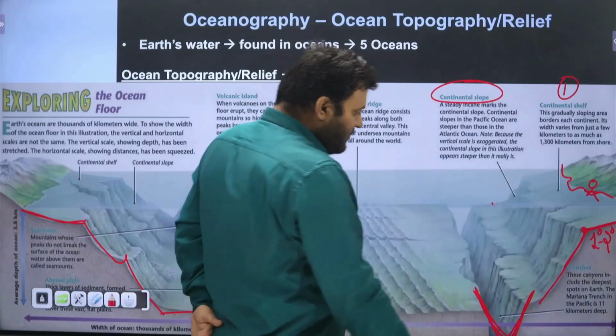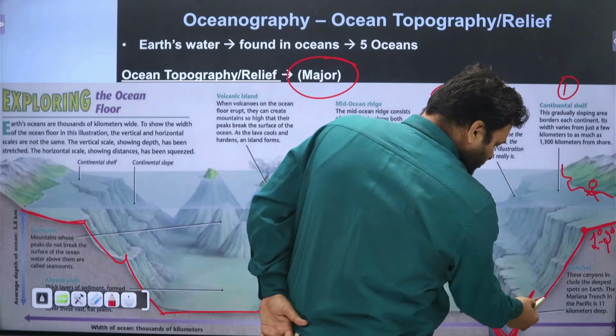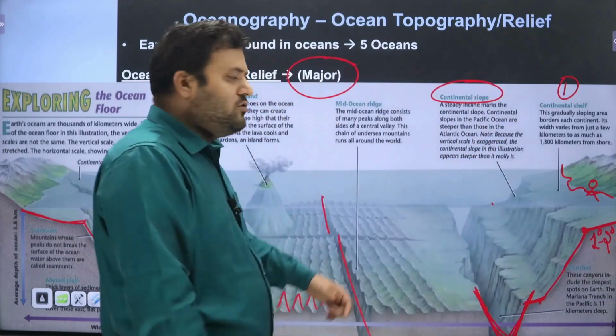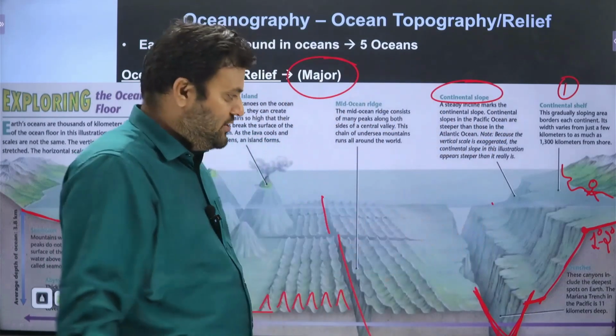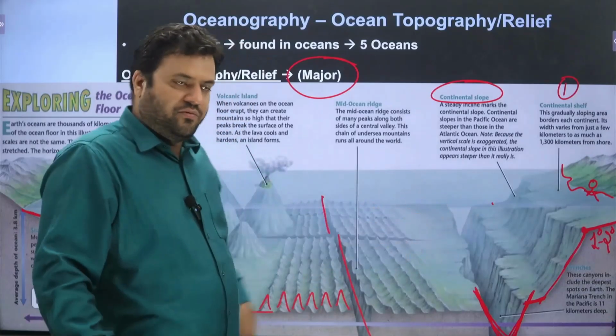Okay, then we have some sort of gradual slope here again, as you can see, and that is known as the continental rise. I'll tell you, and we'll have a deep overview on all of these.